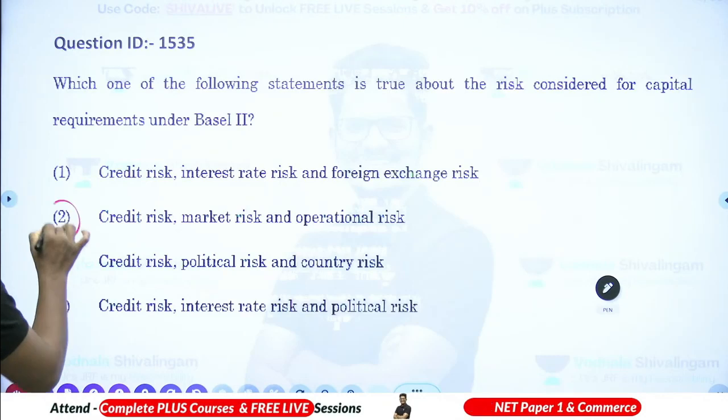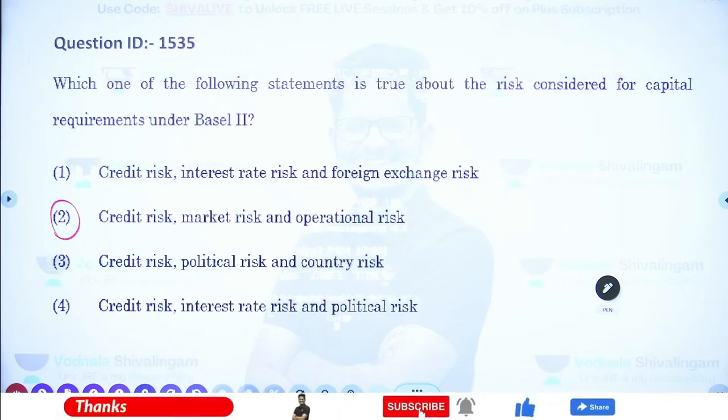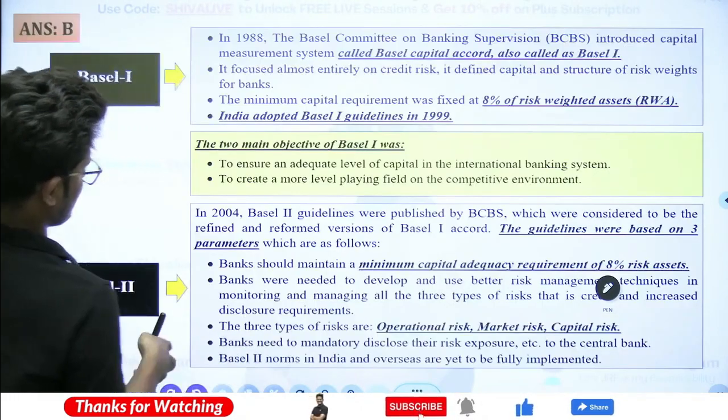Option B is the given answer. Credit risk, market risk and operational risk. This statement is true about the risks considered for capital requirement under Basel III. Three risks are there: credit, market, operational. Three risks which are mentioned under Basel III.